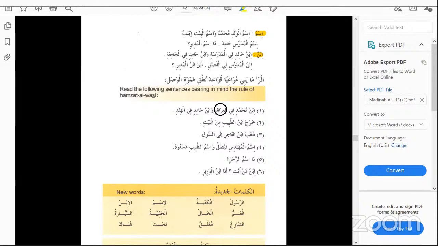Ismul muhandisi Faisalun. The engineer's name is Faisal. Wasmut tabibi Mas'udun. And the doctor's name is Mas'ud. Wasmur rajuli? What is this man's name? Ibnu man anta? Whose son are you? Ana ibnu waziri. I am the minister's son. New words. Excellent.